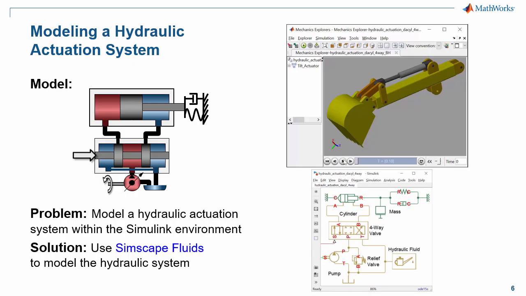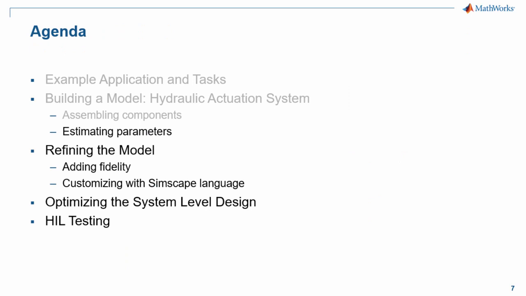In this demonstration, we have seen how we can model a hydraulic actuation system using Simscape Fluids. We need to make sure that the components we are using in our model match the behavior we are going to get from the actual components in our system. Next, we'll see how to use optimization algorithms to automatically tune models to match measurement data.